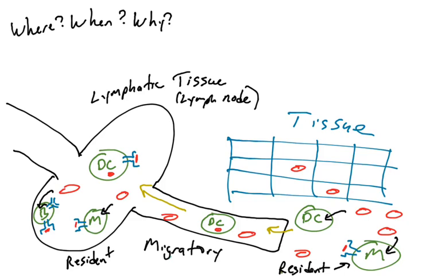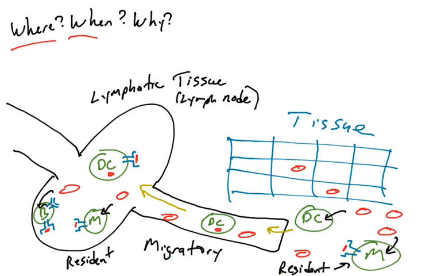So when we talk about the where and the when, right, macrophages are presenting on MHC class 2 either in tissues or in lymph tissue. Dendritic cells are carrying pathogens from the tissue into the lymphatic system. And B cells, they're going to travel through the lymphatic system and look for something to bind to with their B cell receptor. So that's sort of the where and the when, but why?